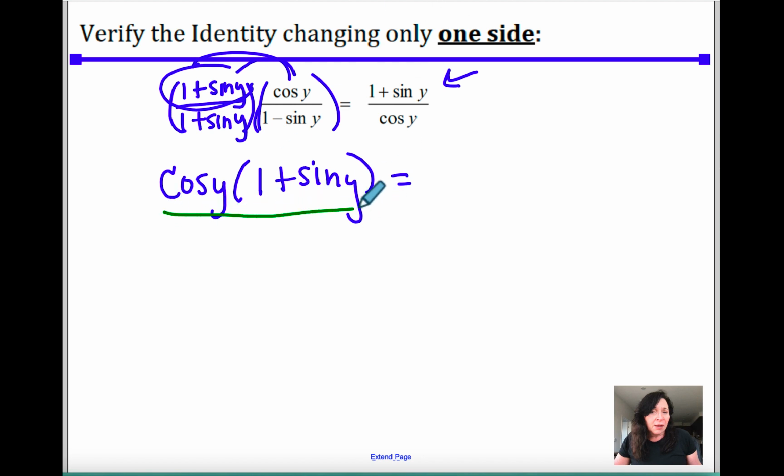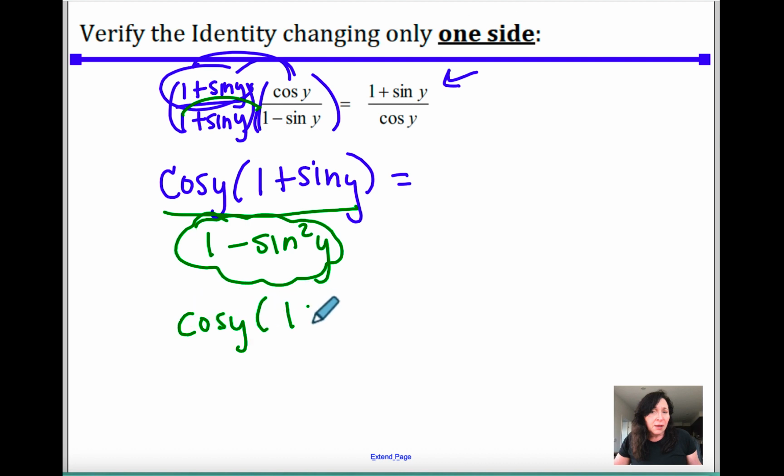Now on the denominator, I am going to just FOIL. So this becomes 1 minus sine, plus those cancel, and then you get minus sine squared. But 1 minus sine squared is actually cosine squared. So I'm going to replace this on my next step. So right now I've got cosine of y times 1 plus sine of y, and this is all over cosine squared of y.